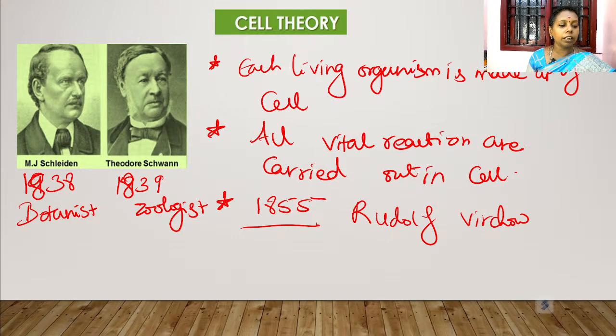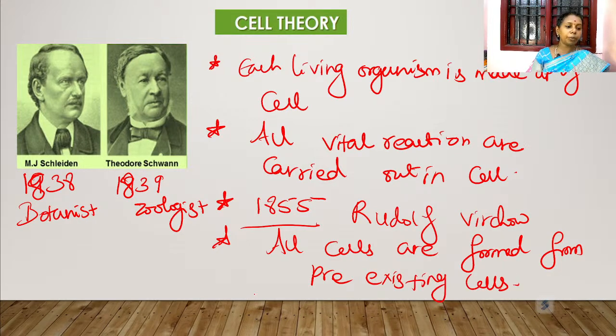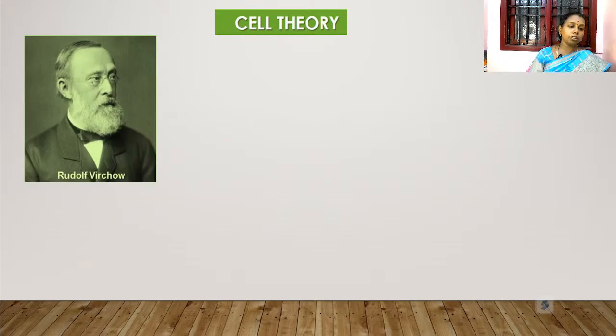And what he postulated in the cell theory is that all cells are formed from pre-existing cells. So cells are formed from pre-existing cells, as given by Rudolf Virchow. A possible question: in 1855, who postulated that cells are formed from pre-existing cells? That is Omnis cellula e cellula. So E is Rudolf Virchow.